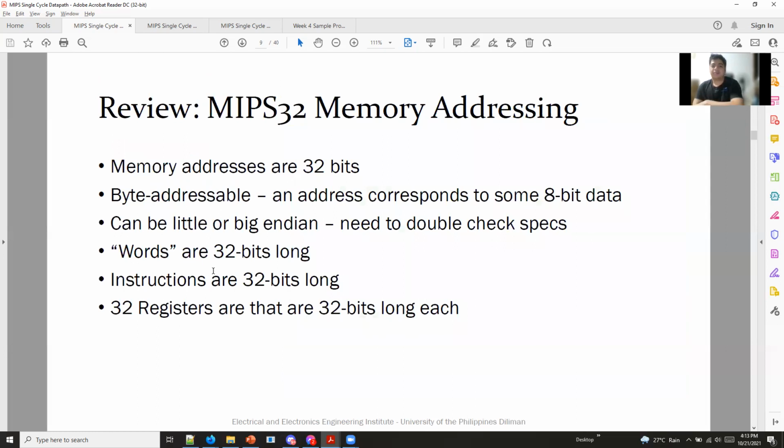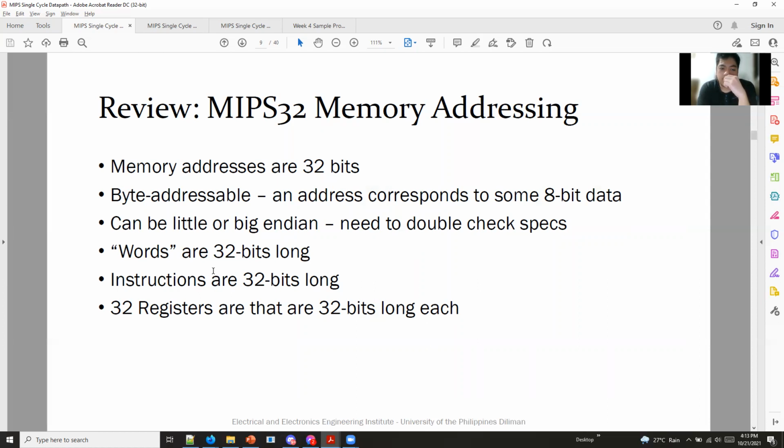So another part ng MIPS 32 architecture ay about sa memory addressing. So in MIPS 32 memory addressing, memory addresses are 32 bits. So each cell in memory has a 32-bit na address, and then byte addressable tayo, which means an address corresponds to some 8-bit na data. So isang memory address, that is 8 bits of data.